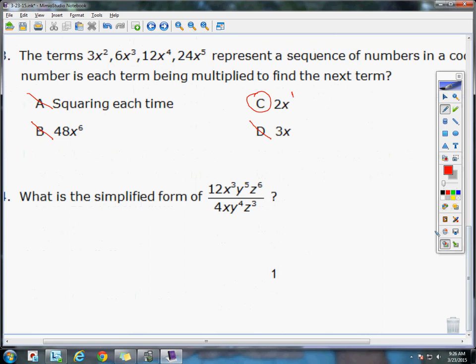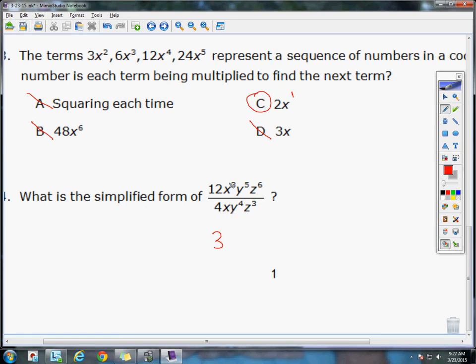Number 4 says what is the simplified form of 12x cubed y to the fifth z to the sixth power, all of that divided by 4x y to the fourth power z to the third power. 12 and 4, those are not exponents, so we're just going to divide them. 12 divided by 4 is 3. And then you have 3 bases. We're going to have x, y, and z. So we'll start with x first.